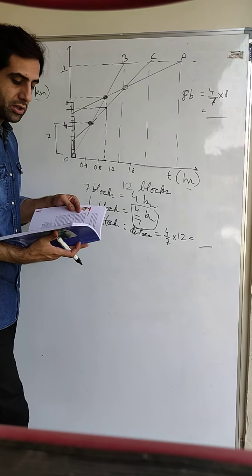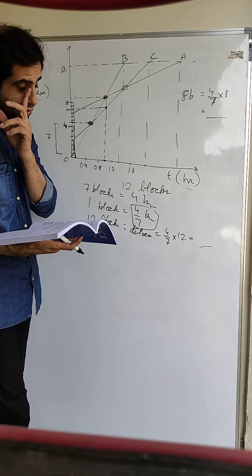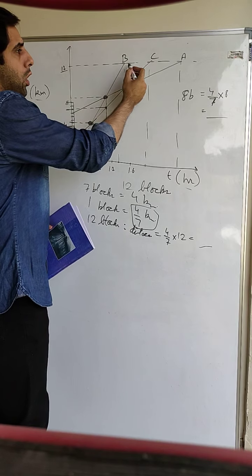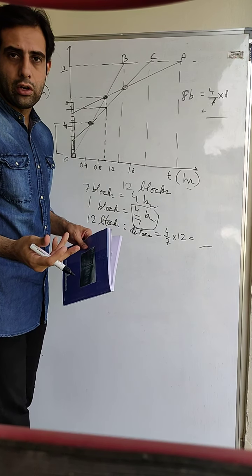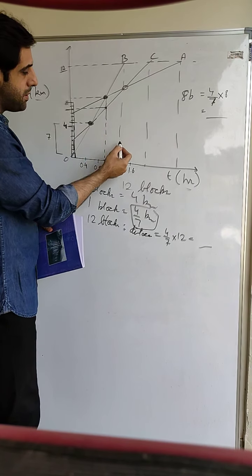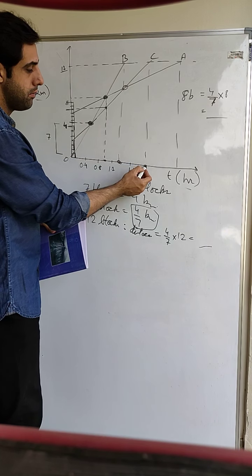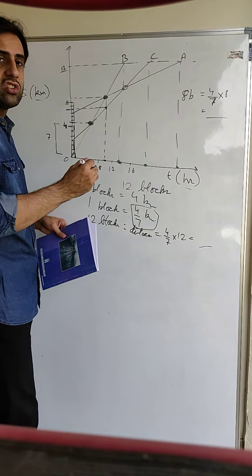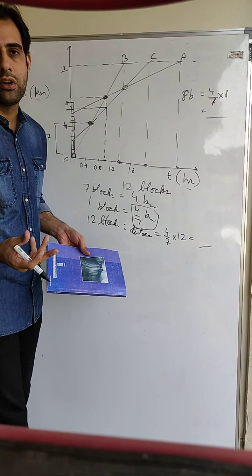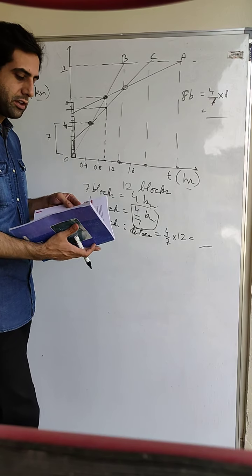Okay, now the first question is, which of the three is traveling the fastest, A, B or C? Now you see that all of them are traveling the same distance, 12 km, but which one is taking the least amount of time? Clearly B is taking the least amount of time, then C or A. Since B is covering 12 km in the least amount of time, that means it has to be traveling the fastest. So that answers your first part.